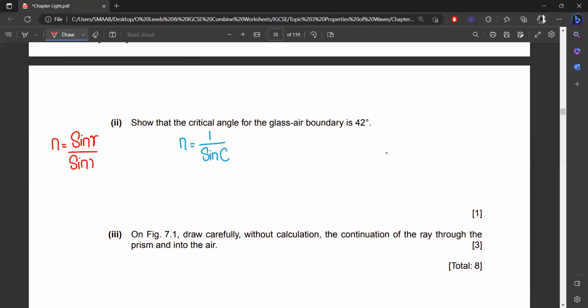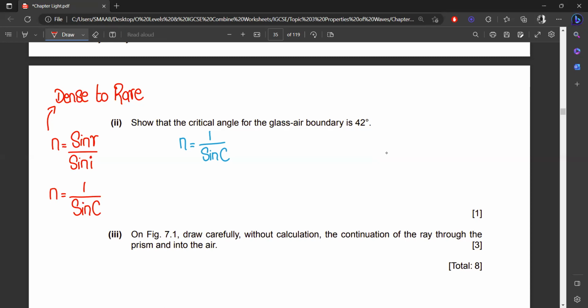Because when light moves from dense to rare, this formula is related to it. And when we are talking about total reflection, the light ray is moving from dense to rare medium. So that will be equal to sine r over sine i. And we know that at the critical angle, r will be equal to 90 degrees and sine 90 will be equal to 1. So that's why 1 over sine i. And we know that at the critical angle, the angle of incidence will be equal to the critical angle. So that's why n equals 1 over sine c.